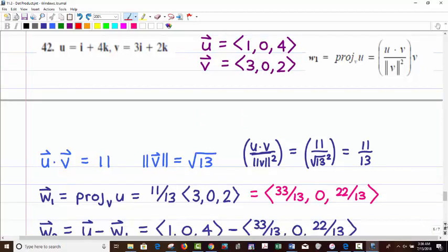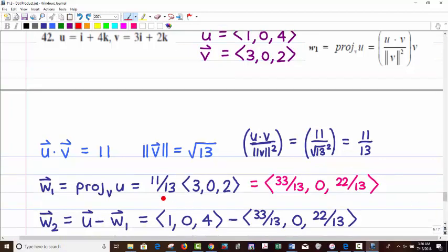And just plug it right into the formula. u dot v: 3 times 1, 4 times 2, is 11. Magnitude of v is square root of 13. So you have 11 over the square root of 13 squared, so it's 11 over 13. So u projected onto v would just be the multiple 11 over 13 times vector v right there. So 11 over 13 times vector v would give you 33 over 13, comma 0, comma 22 over 13.